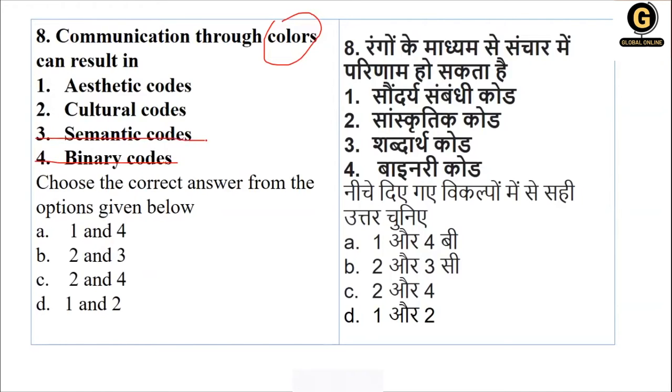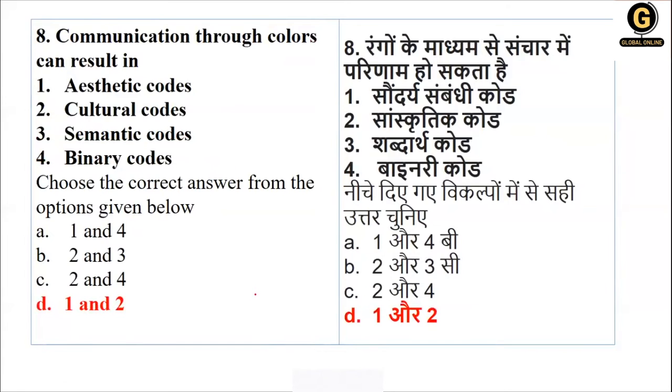Semantic is not logical here. When it comes to colors, what does it talk about? Appreciation. It talks about beliefs. It talks about values. So definitely it is option number 1 and option number 2. So the right answer for this question is option number B.